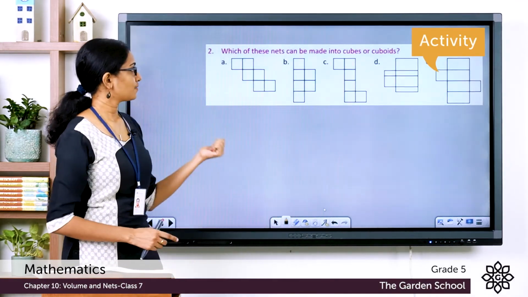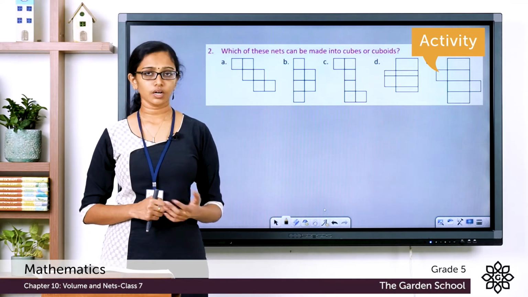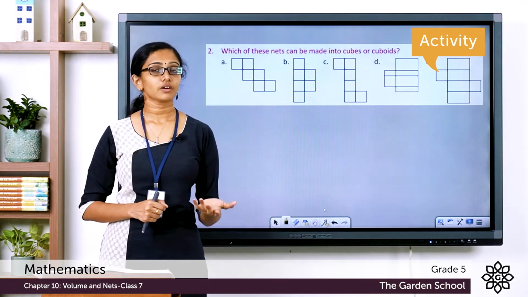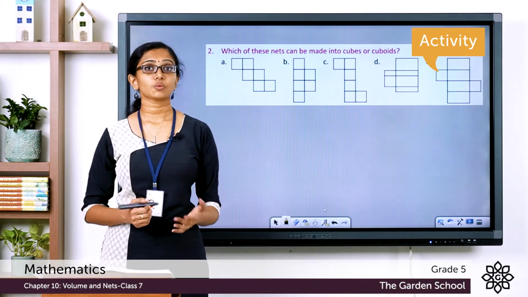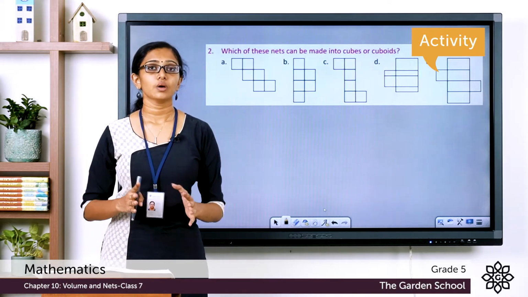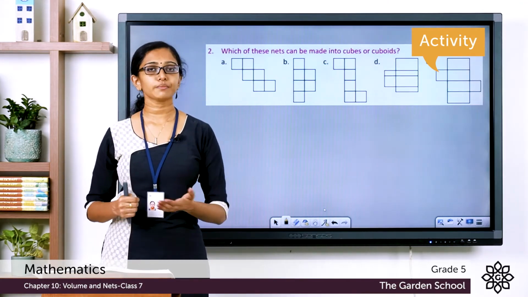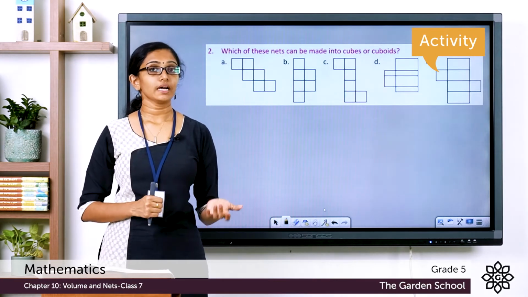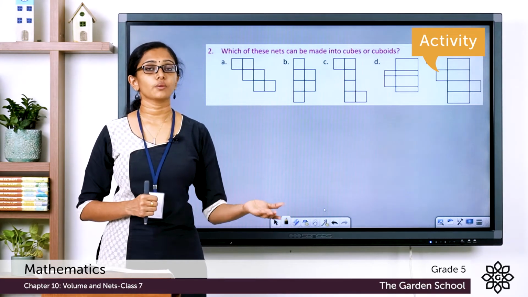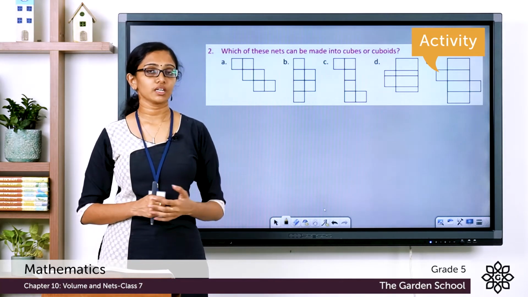Question number 2. Which of these nets can be made into cubes or cuboids? We have learned about the nets of a 3D solid. What do you mean by a net? A net is what a 3D shape will look like when it is opened out flat. And we also learned that for the same solid shape, different nets are possible. And remember, we learned how to determine if a given net forms a solid shape.